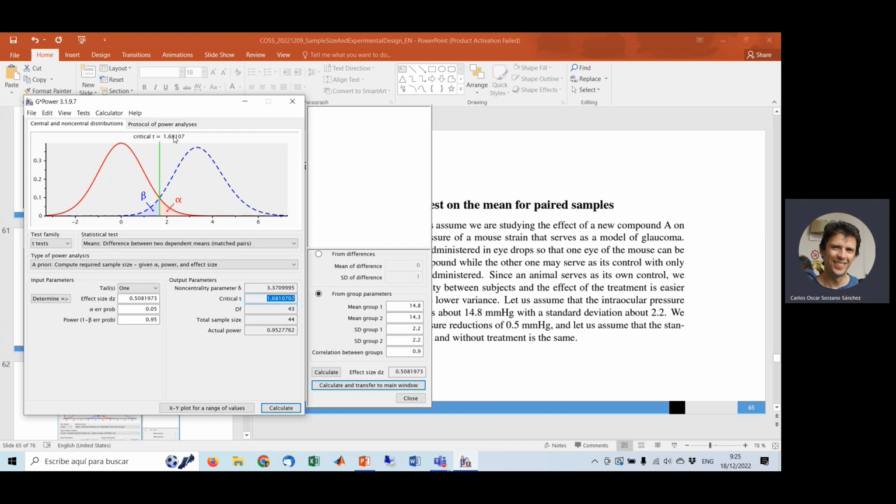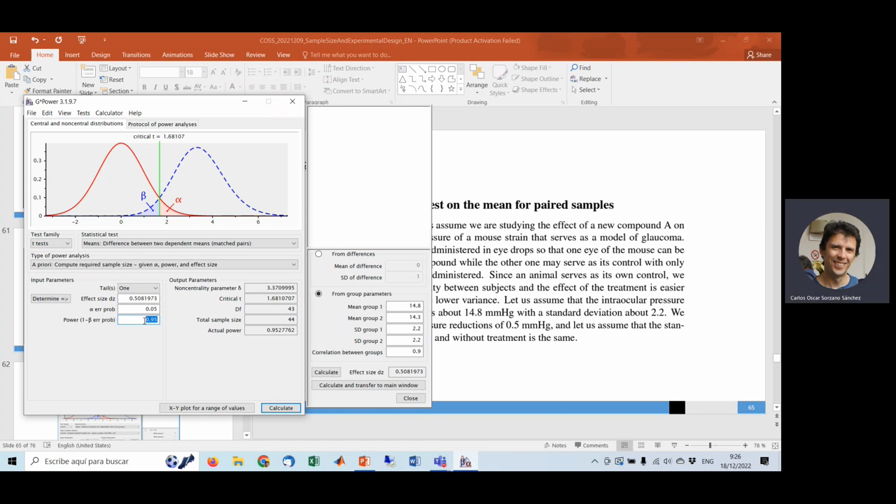And this will make false positives with probability 0.05, and we will make false negatives with probability also 0.05. It is this one, when the change is 14.3, so the change is 0.5. So we will detect changes of 0.5 with a power of 0.95.